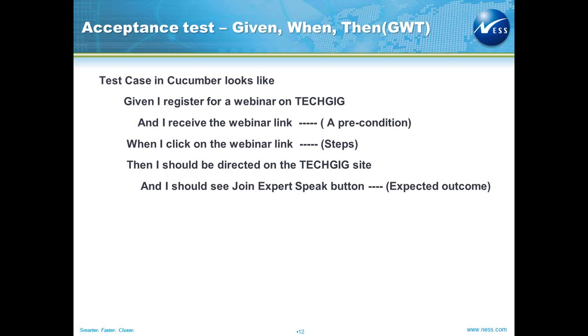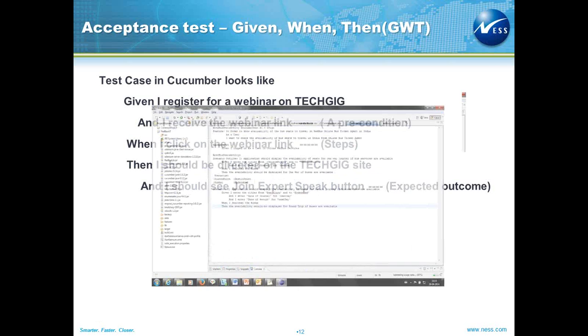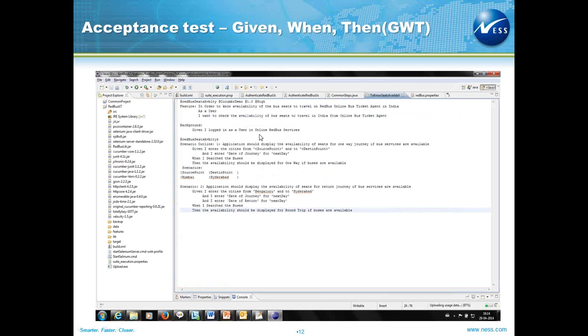Okay, I'll just show you a live example of GWT, how it is written. So it's just a demo application of Redbus. So if you can see this, this is a Java IDE that is being used. So when you use Selenium, as we all know, it supports multiple languages, and currently what we have used in our projects is Java. So this is an IDE, Eclipse, and this is a typical feature file.